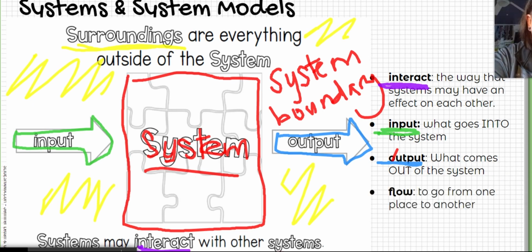Flow. So flow is to go from one place to another. So that might be from the surroundings into the system. It might be from the system into the surroundings. It could be within the system. So flow, in this case, just means to go from one place to another.